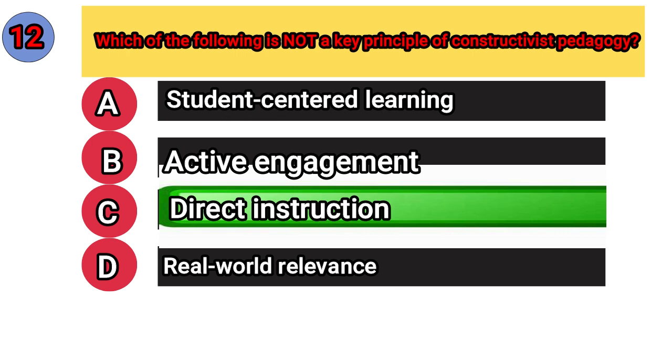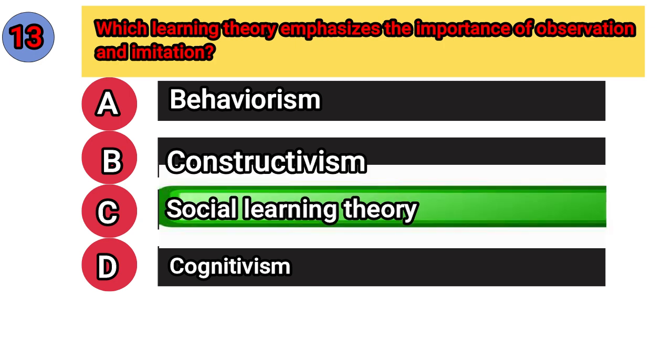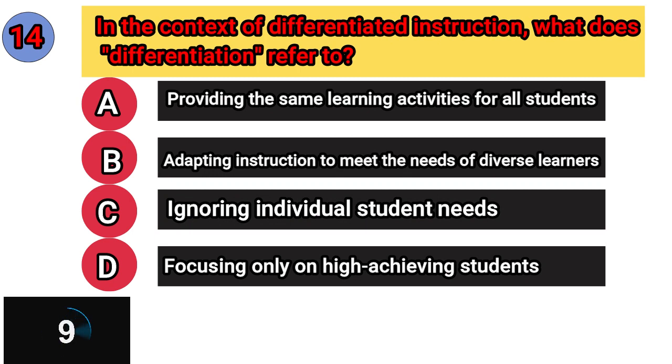Direct instruction. Which learning theory emphasizes the importance of observation and imitation? A. Behaviorism, B. Constructivism, C. Social learning theory, D. Cognitivism. And the correct option is option C, social learning theory. In the context of differentiated instruction, what does differentiation refer to? Providing the same learning activities for all students, adapting instruction to meet the needs of diverse learners, ignoring individual student needs, focusing only on high achieving students.